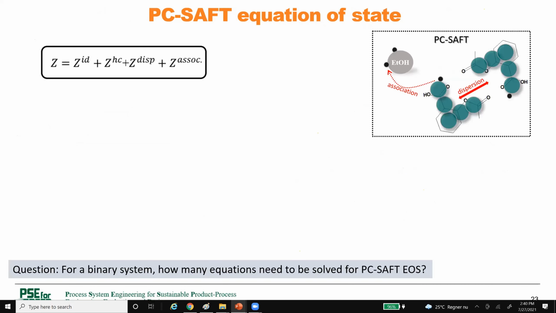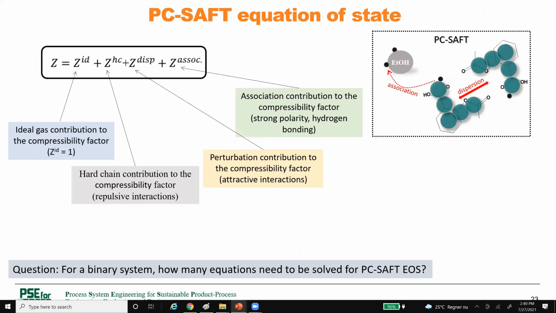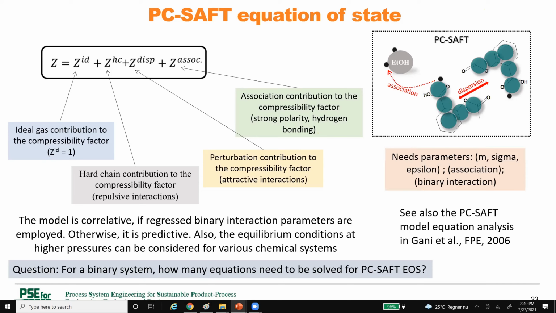If it is a PC-SAFT, it's a more complicated form. The Z is not cubic now, but is more nonlinear. And we need the m, sigma, epsilon plus association plus binary interaction parameters. And also, when you take the equations, it is not lower tridiagonal form. So the calculation of fugacity coefficient will need iterations. And remember that Z is not enough. Z has to be converted to the fugacity equation form.